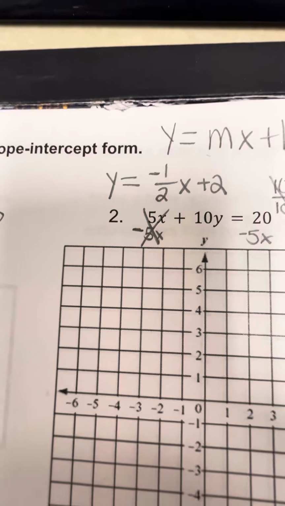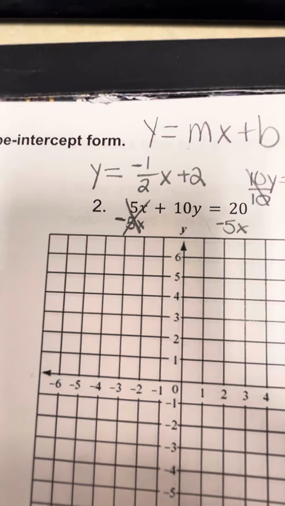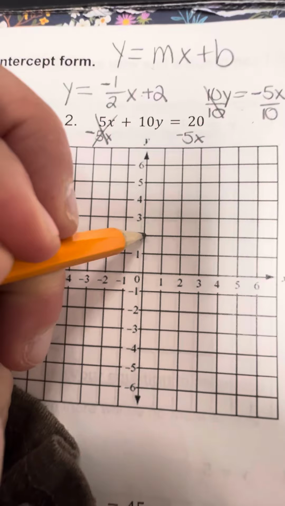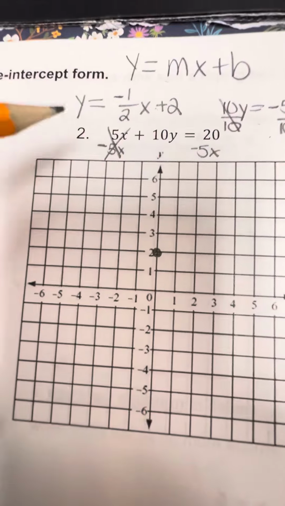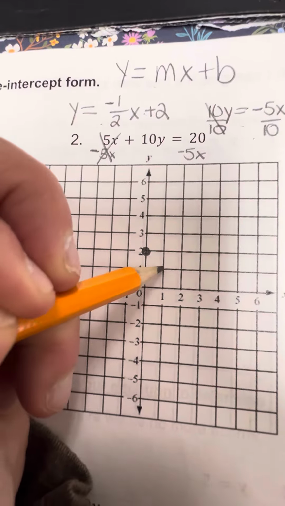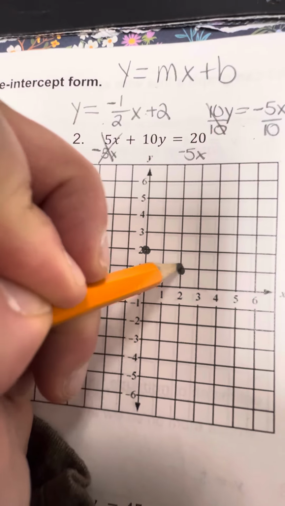So now I'm ready to go for graphing a linear equation, starting with our y-intercept of a positive 2. Go up here to 2, put my dot, and now I have my negative 1/2 slope. So I can go down 1, right 2. That's all I need to connect, and then I can graph this.